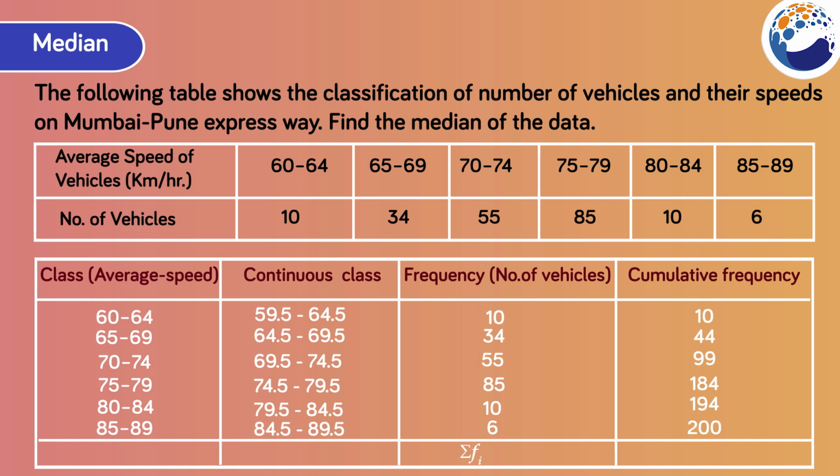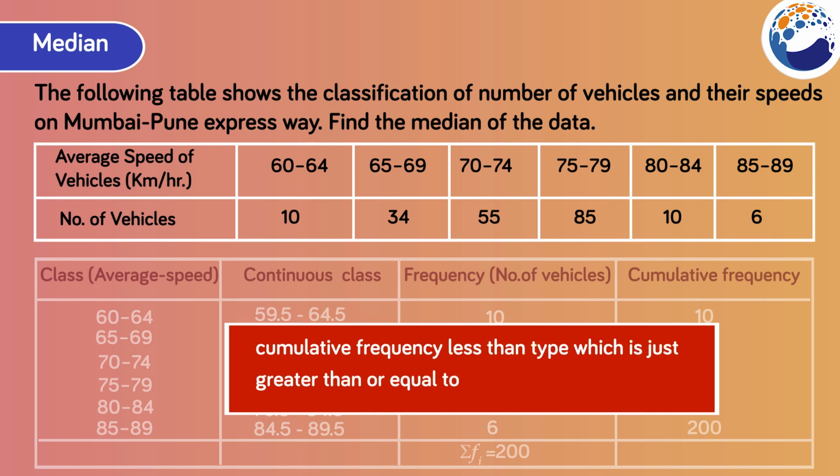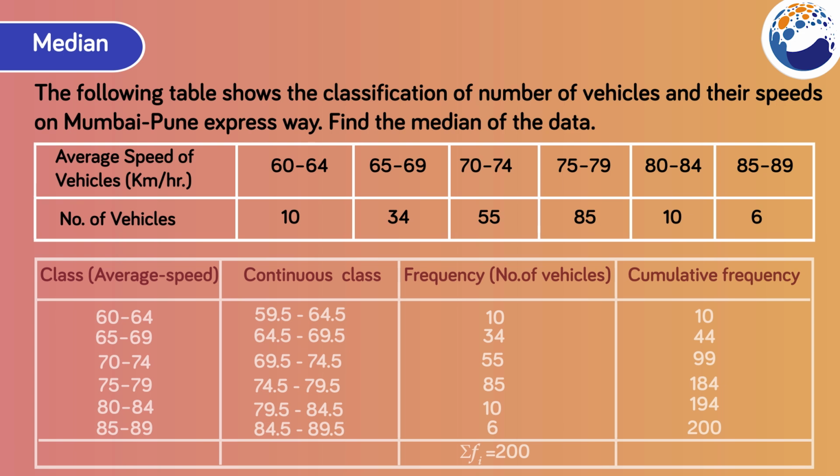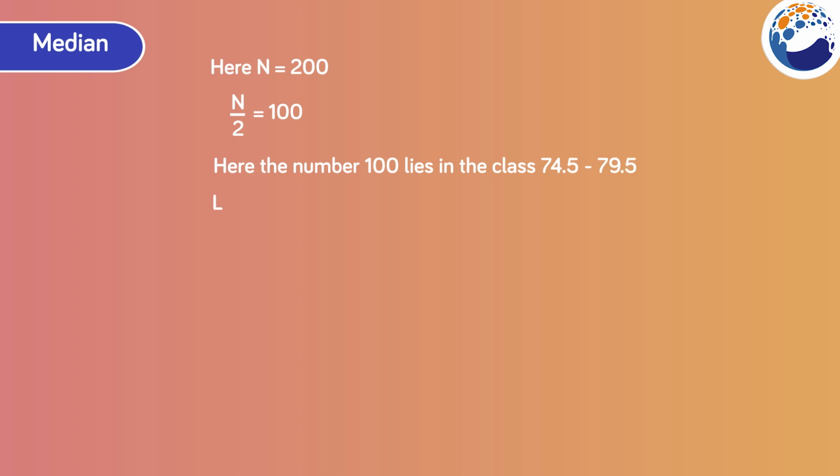Then we find summation of frequency. Cumulative frequency of less than type, which is just greater than or equal to n by 2, which is equal to 200 by 2, is 100. Therefore, frequency is equal to 85 and cumulative frequency is equal to 99. To find median, we need total frequency n equal to 200 and n by 2 equal to 100. Here the number 100 lies in the class 74.5 to 79.5 and lower limit L is 74.5 and H is equal to 5.